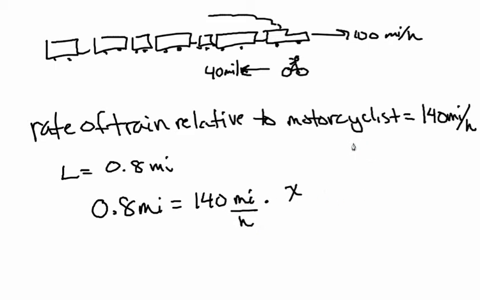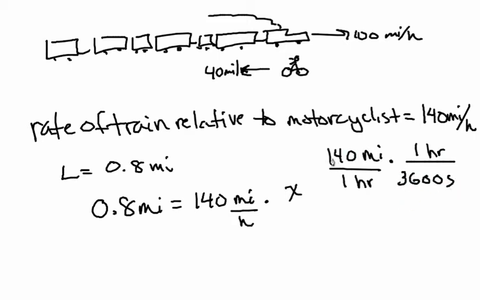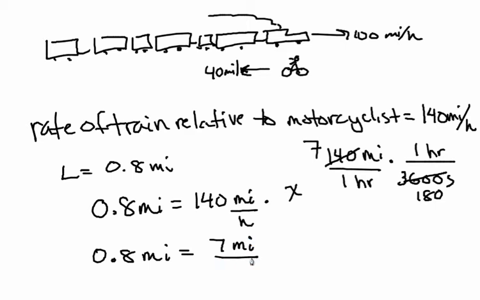So what I'm going to do first is I'm going to change 140 miles per hour into miles per second. So this is 140 miles per 1 hour. And we know from earlier that 1 hour is 3,600 seconds. So here, 140 and 3,600 are both divisible by 20. 140 divided by 20 is 7, and 3,600 divided by 20 is 180. So now we know that this 8/10 of a mile is equal to a rate of 7 miles in 180 seconds times our unknown number of seconds that we're trying to solve for.